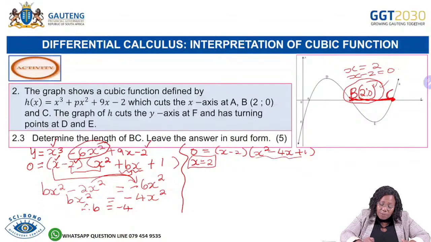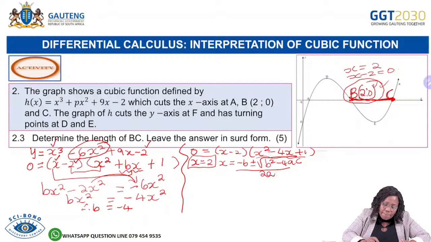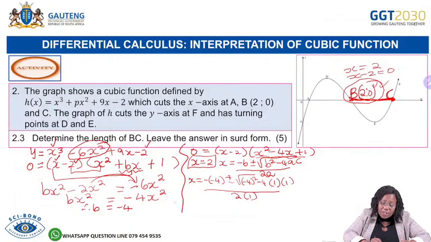And then for this trinomial here, we are going to use the quadratic formula. x is equal to minus b plus or minus the square root of b squared minus 4ac, over 2a. Then we substitute minus 4 for b, plus or minus the square root of minus 4 squared minus 4, with a equal to 1 and c equal to 1, over 2 times a, which is 1. So this is giving us the x values, in simplest surd form, 2 plus or minus the square root of 3.